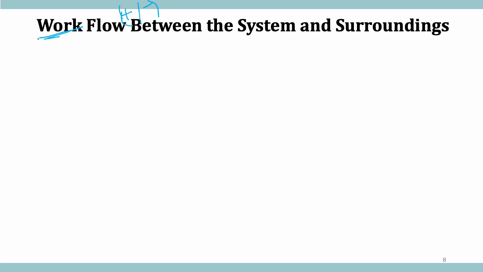Each time you're figuring out the sign, what you want to think is whether this work done is increasing the energy of the system or decreasing the energy of the system. If the energy of the system is increasing, your work is positive. If the energy of the system is decreasing, the work is negative. That's as simple as that. When it decreases, it's negative, and when it increases, it's positive. Again, this work flow is happening between system and surroundings.